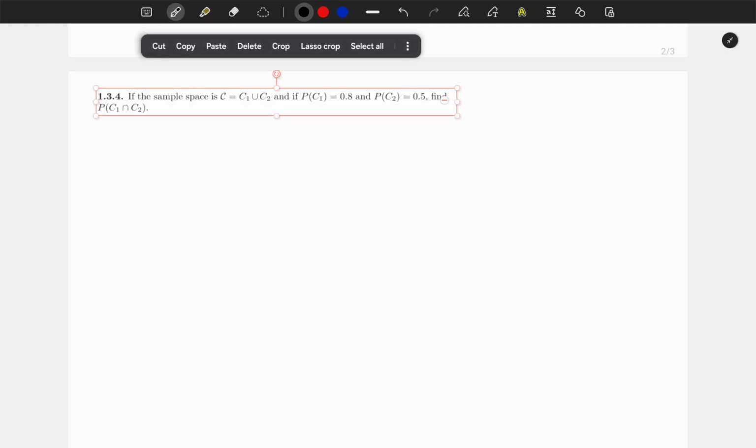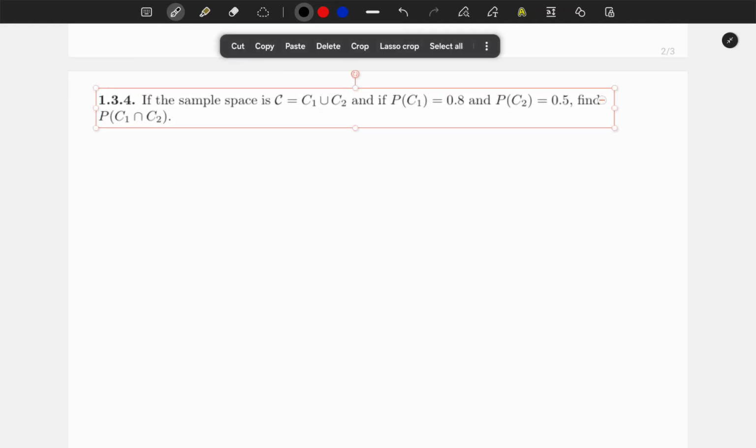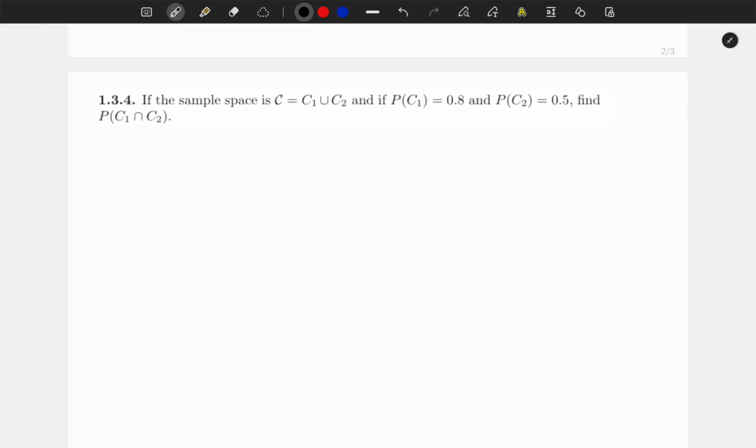Problem 4, we have if the sample space C is just C1 union C2, and if the probability of C1 is equal to 0.8 and the probability of C2 is equal to 0.5, so we have to find the probability of the intersection. Alright, next problem.